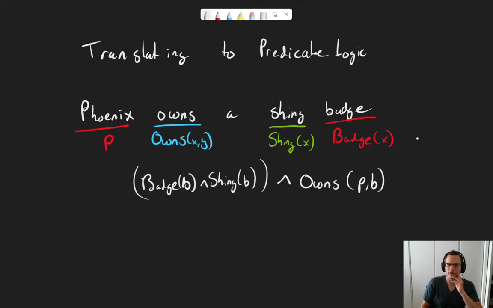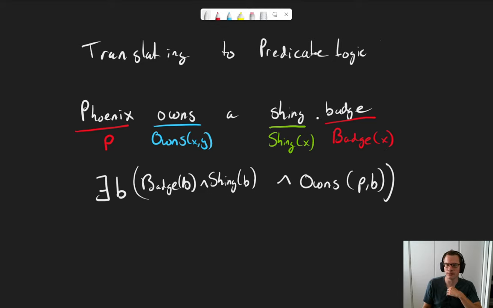But B isn't a constant that I have defined, so I need to introduce it, either with for all or there exists. Well, I don't think Phoenix owns all the objects that are shiny badges. I think there's at least one. So there is a B, such that B is a badge, and B is shiny, and Phoenix owns B. The only thing is, I just noticed I put this in the wrong place. There we go.